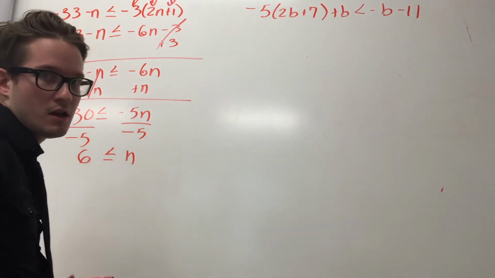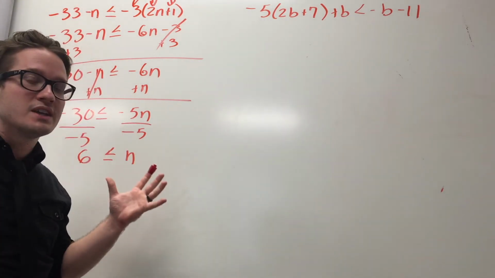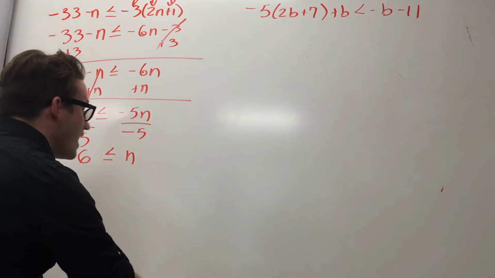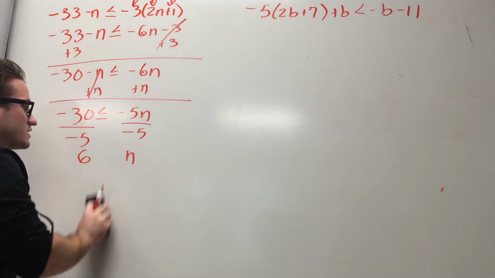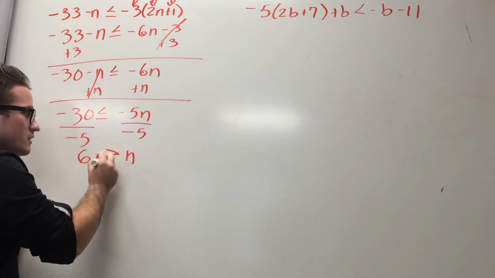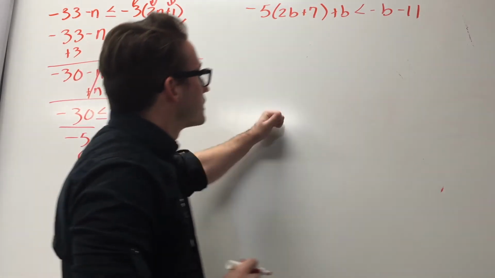But wait, whoa. When I divide or multiply by a negative, something special happens. Uh-oh. When I divide or multiply by negative, the sign has to flip. There we go. We fixed that. Let's look at this one.